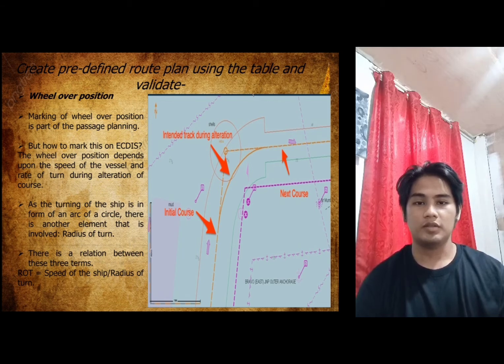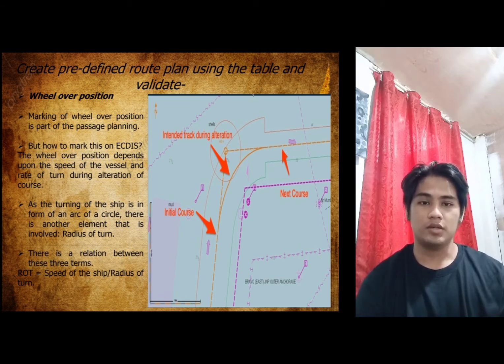But how to mark this on ECDIS? This wheel over position depends upon the speed of the vessel and rate of turning alteration of course. As the turning of the ship is in the form of an arc of a circle, there is another element that is involved, radius of turn. This is a relation between three terms: ROT, speed of the ship, and radius of turn.